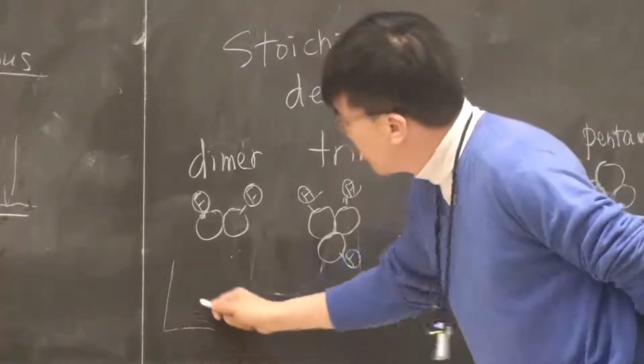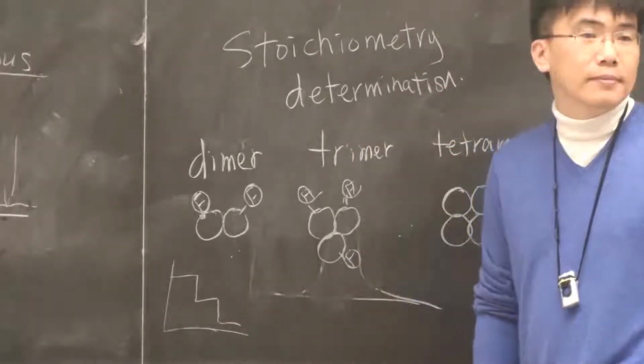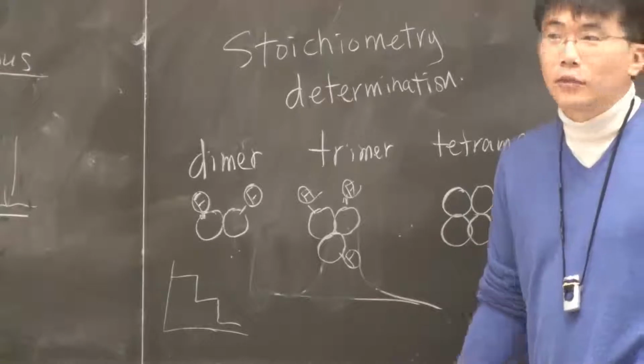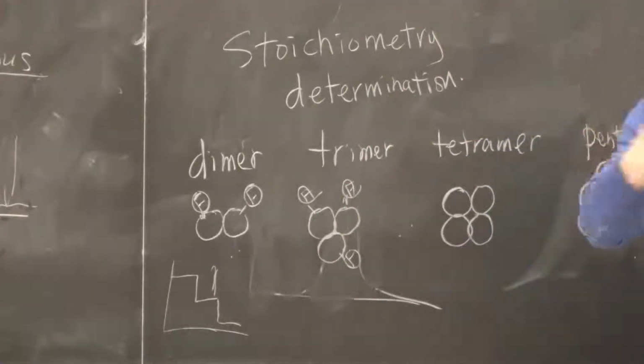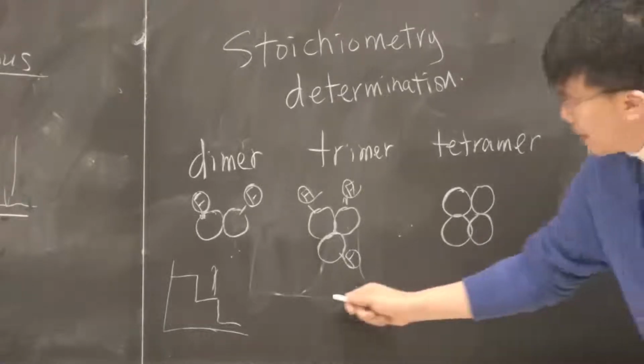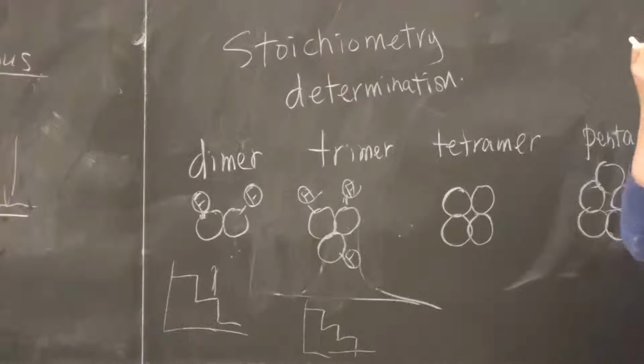And this will show two-step photobleaching, right? So you just count the number of steps. Okay, I see 2 steps. It must be a dimer. And here I see 3 steps. It must be a trimer. And here I see 12 steps. It must be so that is something you can actually do.